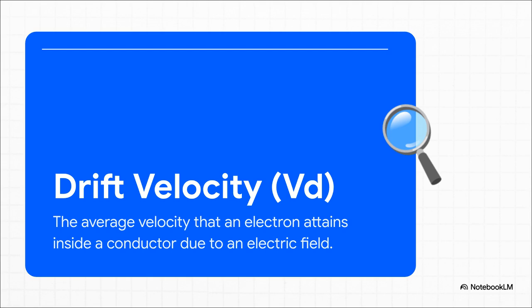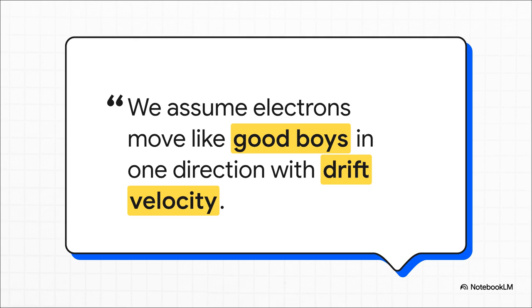And here's the part that might blow your mind. It is incredibly, unbelievably slow. We're talking less than a millimeter per second. It's not a sprint. It's more like a very, very slow, coordinated shuffle. You know, this idea of drift velocity is really just a brilliant simplification. It lets us totally ignore all that messy, chaotic bouncing around and focus only on the net movement that actually matters.